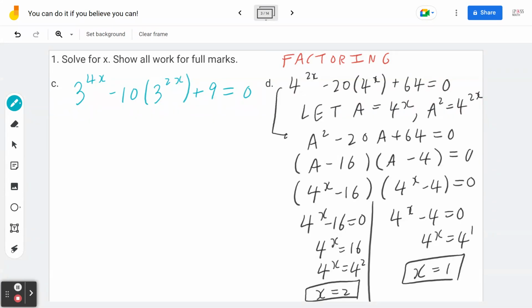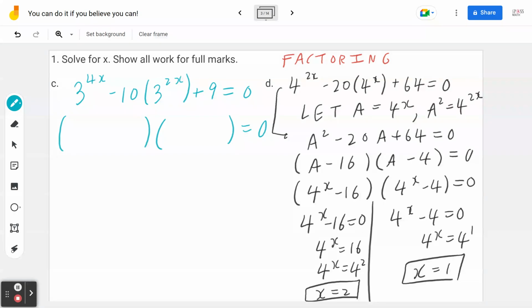Welcome back, everybody. So in this case, I'm going to go straight to factoring. Again, if you want to let a equal 3 to the power of 2x, that's fine. You don't really need to do that. So I'm going to see if you can follow along. I hope you can. This is more of a grade 11 skill, which will help you in grade 12 math.